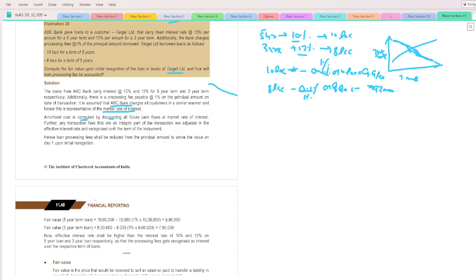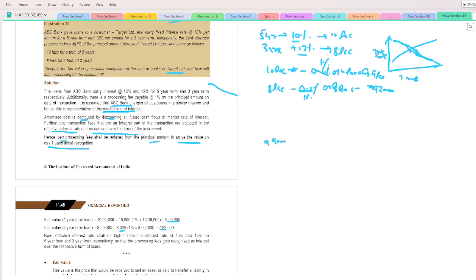Further, any transaction fee that is an integral part of the transaction is adjusted in the effective interest rate and recognized over the term of the instrument. So hence the loan processing fee shall be reduced from the principal amount to arrive at the value on day one upon initial recognition. So fair value, this is what I have told you. So 10 lakh minus 10,000, it is coming 9 lakh 90,000, and similarly for the 3 year, 8 lakh minus 8,000, 7 lakh 92,000.